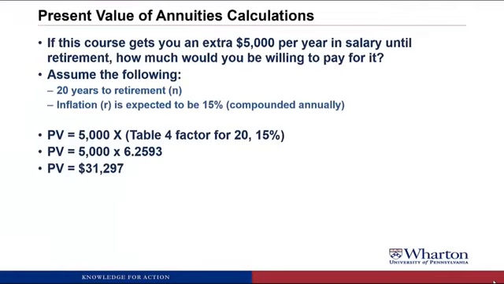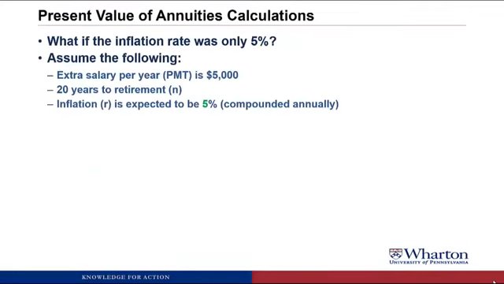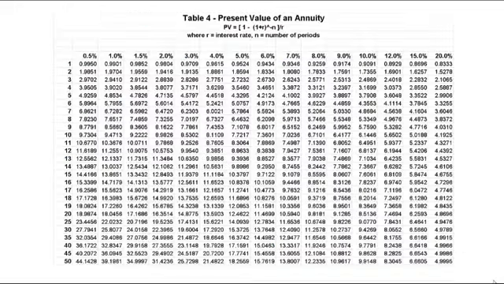So let's do some more practice here, and I'll give you a chance to try to do some of these calculations on your own. So what if the inflation rate was only 5%? So again, we're getting an extra $5,000 per year for 20 years, but instead of 15%, inflation is only going to be 5%. So why don't I bring up the table and pause sign and have you take a crack at answering this one.